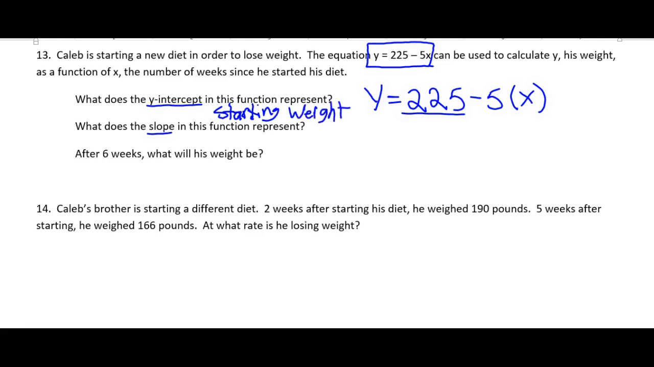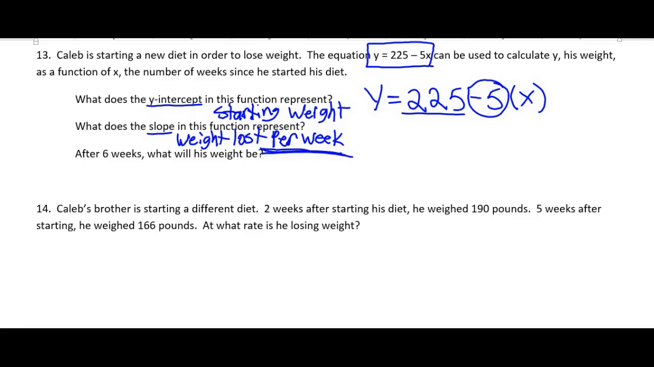And the slope, negative 5, is the weight lost per week. That per week is the most important part of that answer. Got to have per week. You can't just say the weight lost. You can't just say he's losing 5 pounds. It's 5 pounds per week.